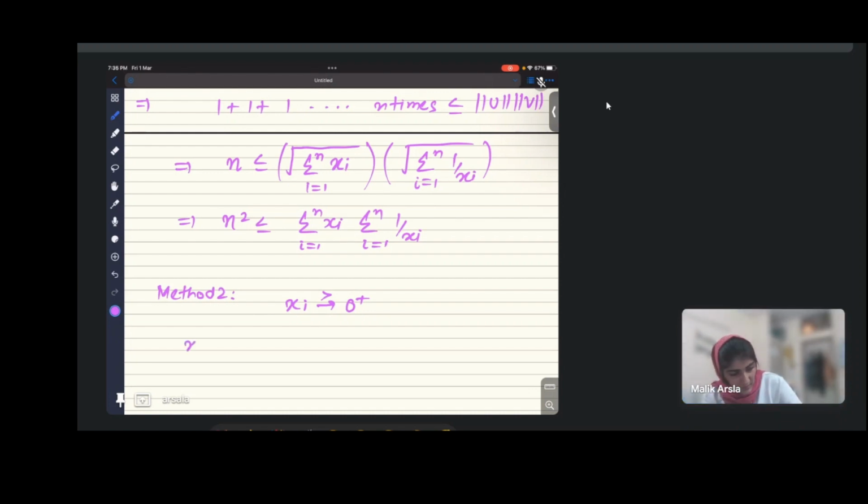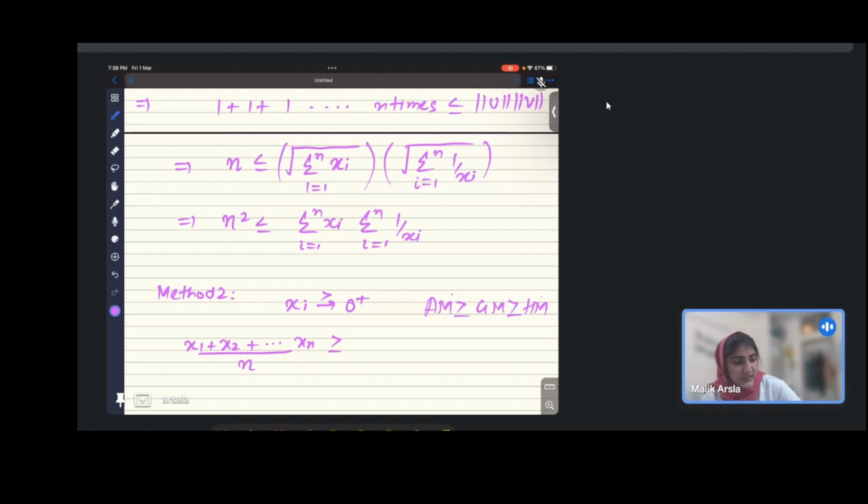Summation by n. Summation upon n. Now we know that for any positive sequence, the arithmetic mean is always going to be greater than the harmonic mean, correct? Since all xi's are greater than 0, AM is greater than or equal to GM is greater than or equal to HM. So right now we focus on AM and HM only.